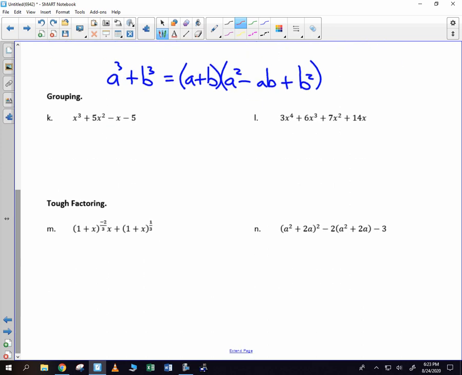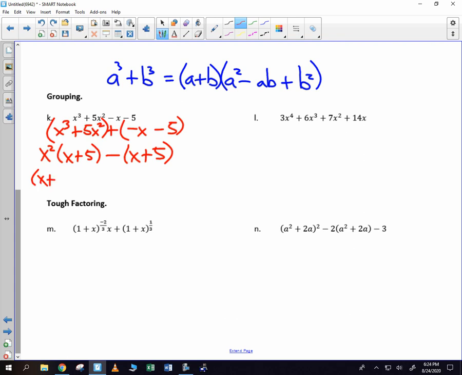Couple more grouping problems. Don't ever put a parenthesis in front of a subtraction sign. Rewrite it to be x cubed plus 5x squared plus negative x minus 5. You can put the parenthesis in front of an addition sign, no problem. Factor out an x squared, you get x plus 5. Factor out a negative 1, and you get x plus 5.